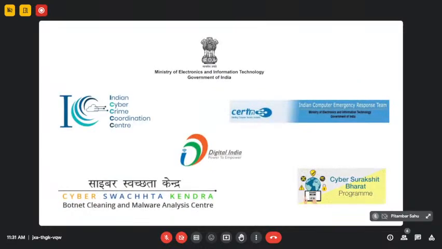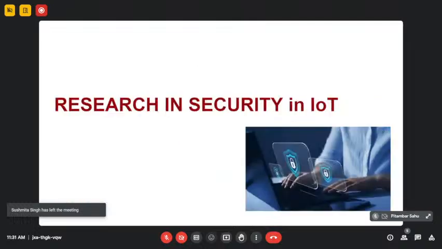India is playing a very major role in bringing down these cyber security threats through the Ministry of Electronics and Information Technology. We have the India Cyber Crime Coordination Center, CERT-In, and Digital India, where lots of awareness is being given out, and we have the Cyber Surakshit program and the Cyber Swachh Kendra. All of this is being taken care of to ensure that India is safe in cyberspace.